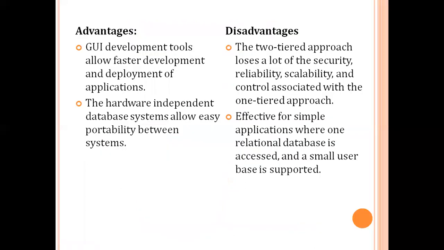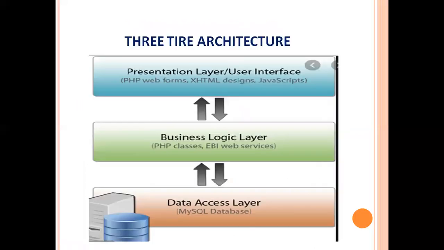In order to avoid that, we go for three-tier architecture. In three-tier architecture, you have three layers: presentation layer, business logic layer, and data access layer or data layer. This presentation layer, also called the client layer, has an interface. This interface in turn interacts with the business logic layer. This business logic layer will process the query which is sent by the client.